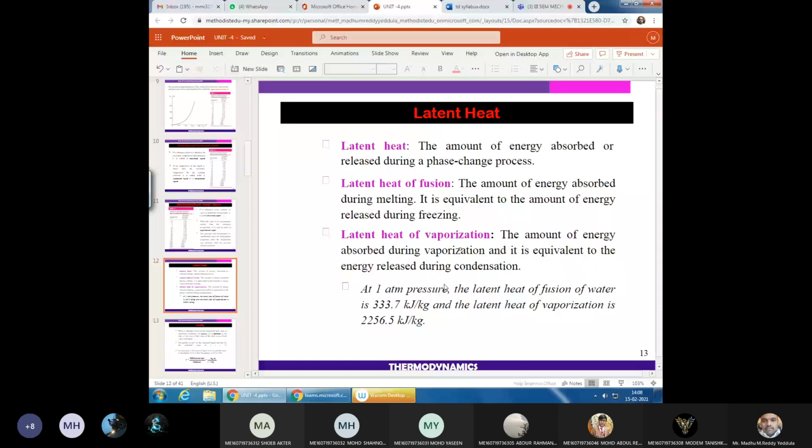At 1 atmospheric pressure, the latent heat of fusion of water is 333.7 kilojoules per kg, and latent heat of vaporization is this much, right? So this is to convert solid to liquid, and this is to convert liquid to vapor, and this is the fusion.